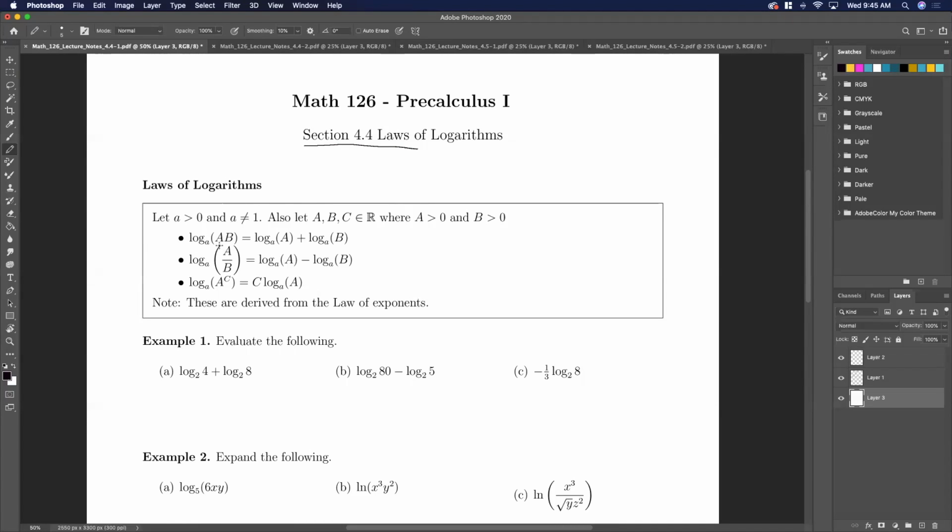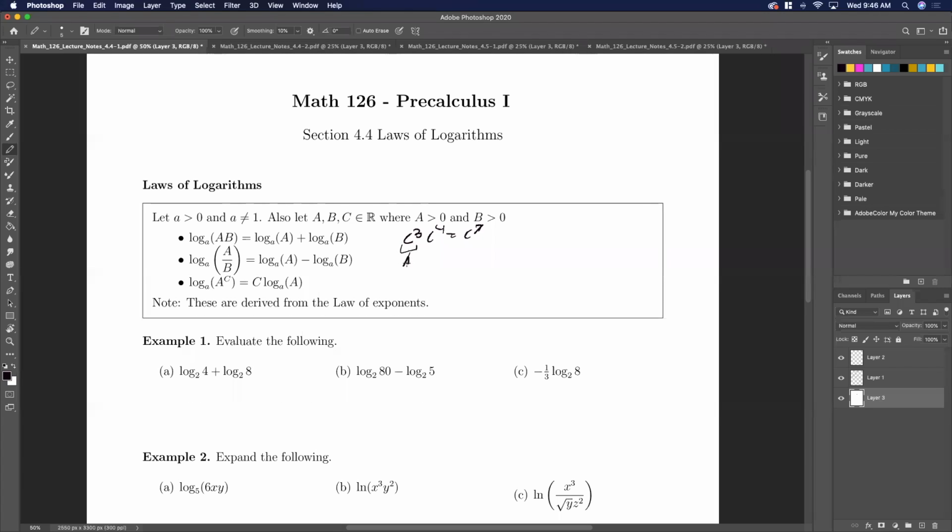And where do these laws come from? Log of a times b equals log of a plus log of b. It comes from the fact that if I have a to the 3rd times a to the 4th, this is equal to a to the 7th. Let me use a lowercase c instead, so I'm not mixing up my notation: c to the third times c to the fourth equals c to the 7th.